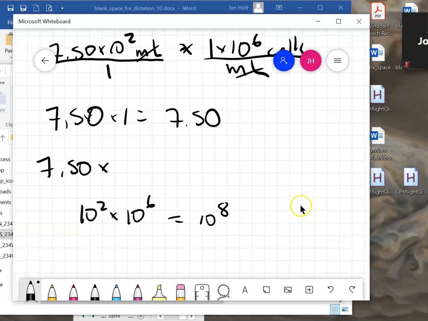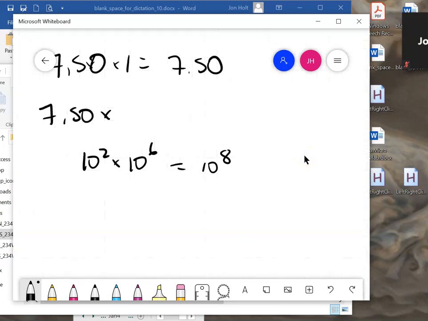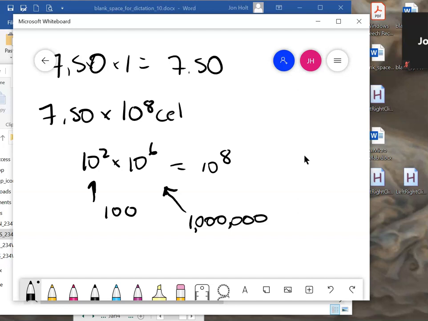And there's a way of checking this if you're not inclined to believe my math, where we add up the zeros. So 10 to the 2nd power is 100. 10 to the 6th power is 1 million. We can add little commas. That helps sometimes. And so if we add up the zeros, because we multiply these together, we just add the zeros. 1, 2, 3, 4, 5, 6, 7, 8. So that's what that is. So 7.50 times 10 to the 8th cells.